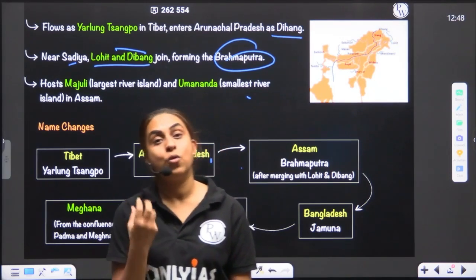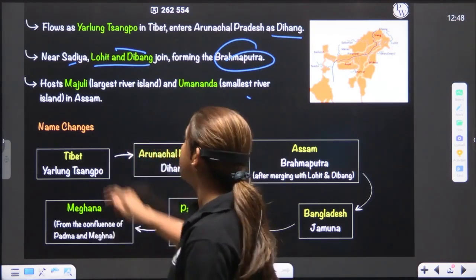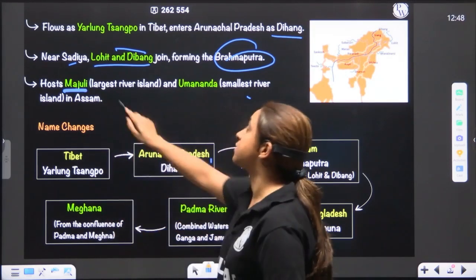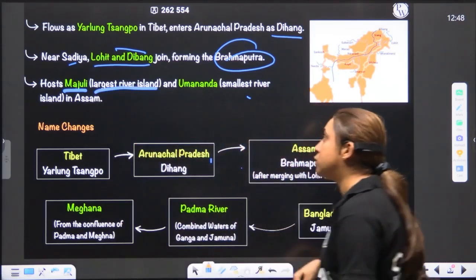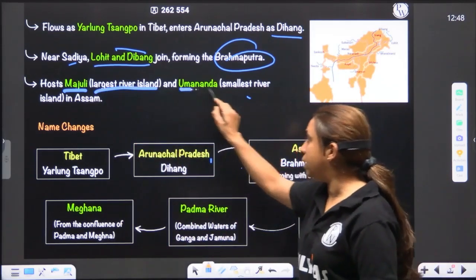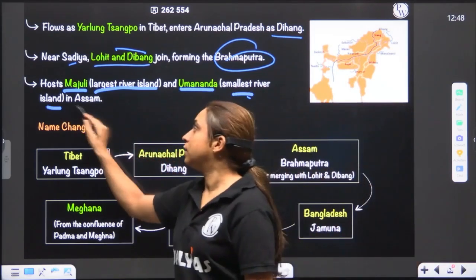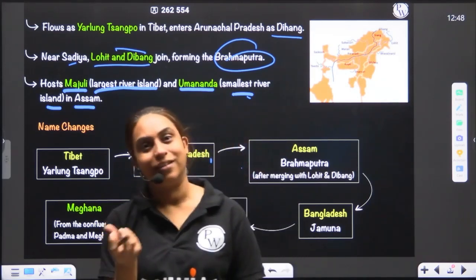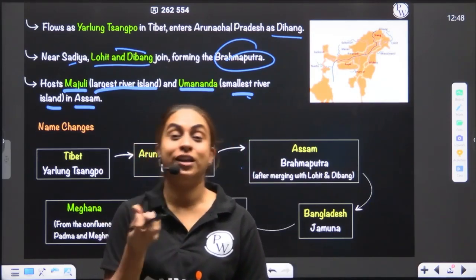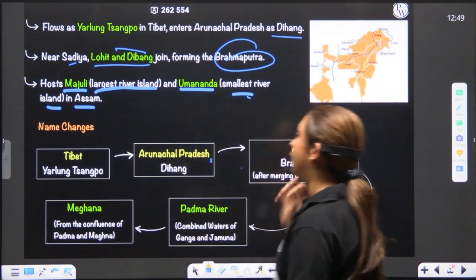One of the most unique islands that we have in India is Majuli Island. So here you have Majuli Island. This is the largest riverine island that we have, and we also have Umananda, the smallest river island in Assam. So here in Assam, the smallest river island and the largest riverine island were both made by Brahmaputra, Majuli as well as Umananda.